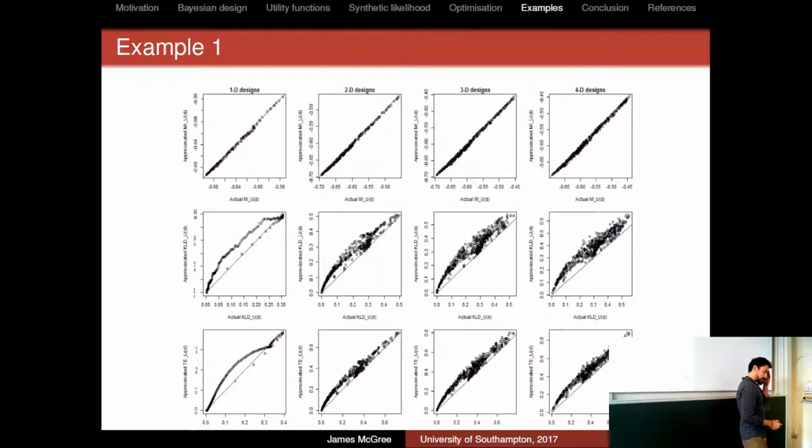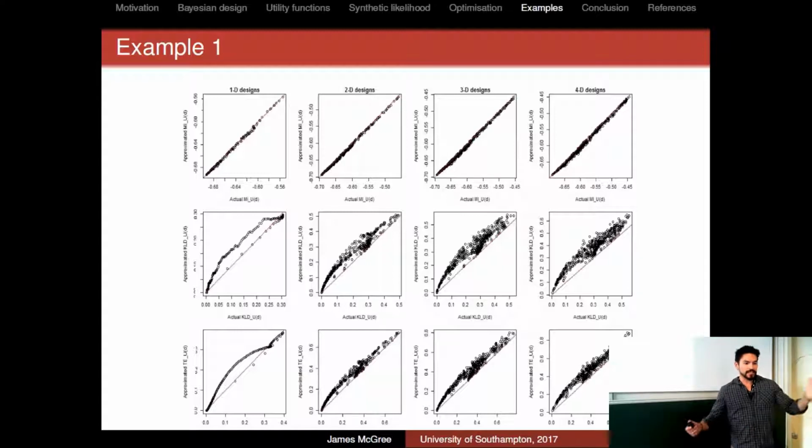Right, so in order to look at our approximation, we generated 500 random designs, then evaluated the total entropy utility, and actually the two other utilities, so the mutual information and the KLD, under the truth and under our approximation. So the truth is where we know the likelihood. We still have Monte Carlo error, we still need to do Monte Carlo integration, but the difference is we can't evaluate the likelihood. So the first row is mutual information for model discrimination, and if you recall, it's the log of the posterior model probabilities.